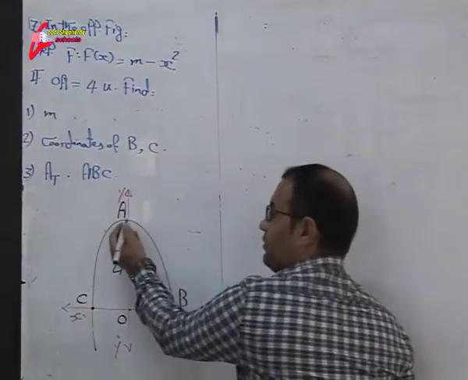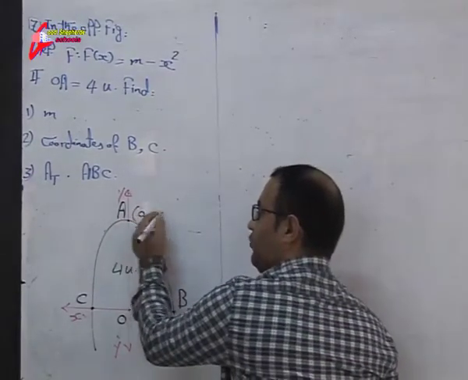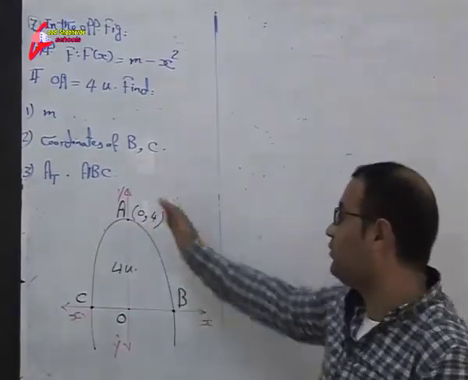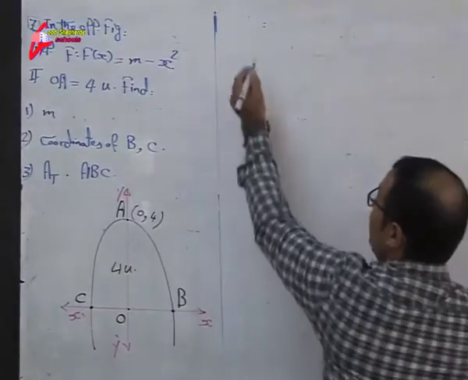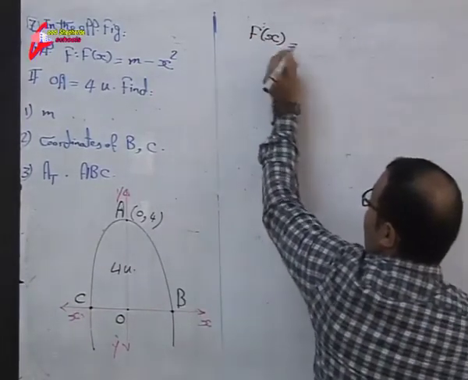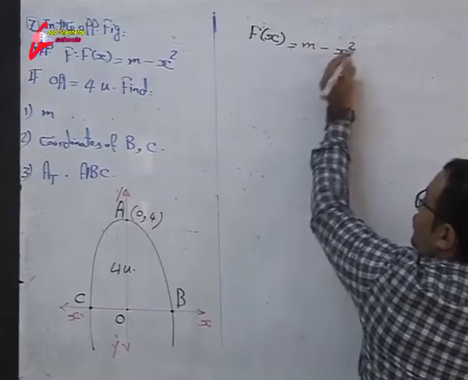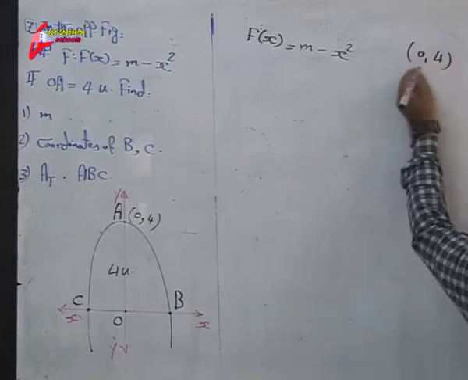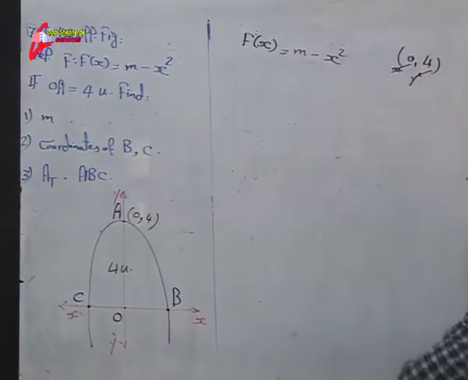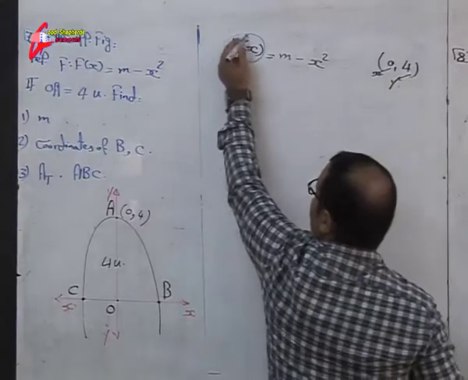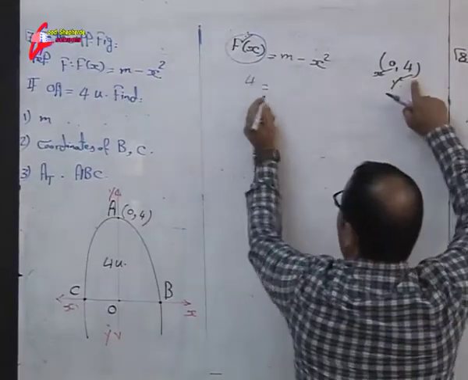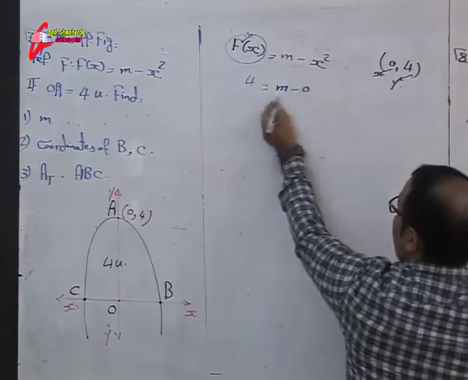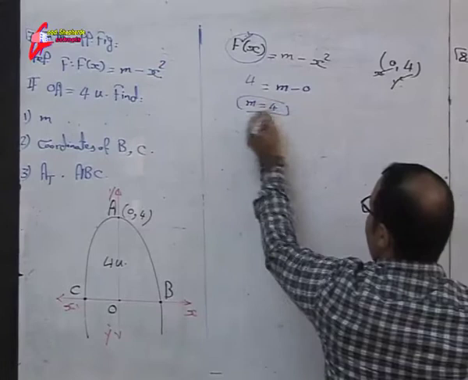So in the opposite figure, it represents m minus x power 2 and OA equals 4. This means you have a point, and this point equals (0, 4). You can substitute with this point, which the curve passes through, in this rule. You have the rule f(x) equals m minus x power 2. So we have the point (0, 4). This means x and this represents y. So all of this is y. So y will be 4. And m as it is, minus x power 2 with x equals 0. So m equals 4. This is the first required.